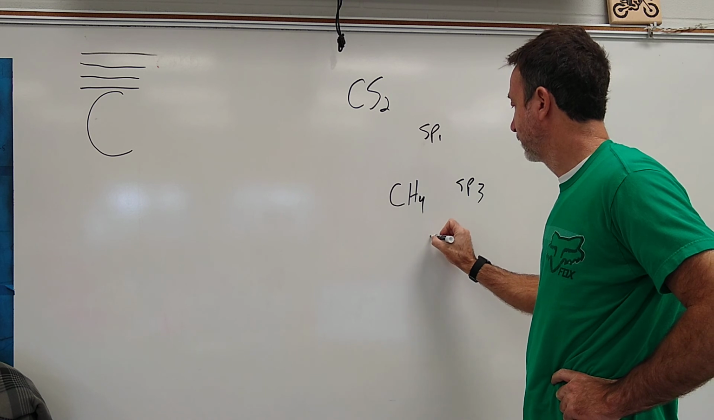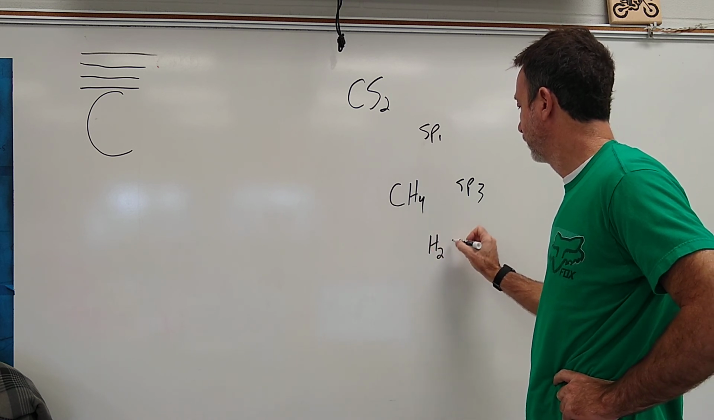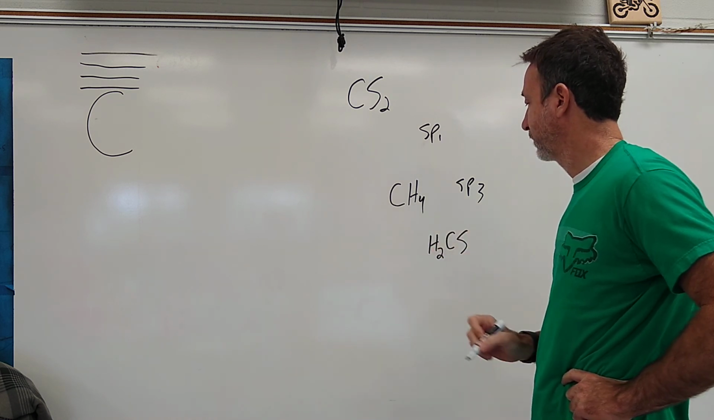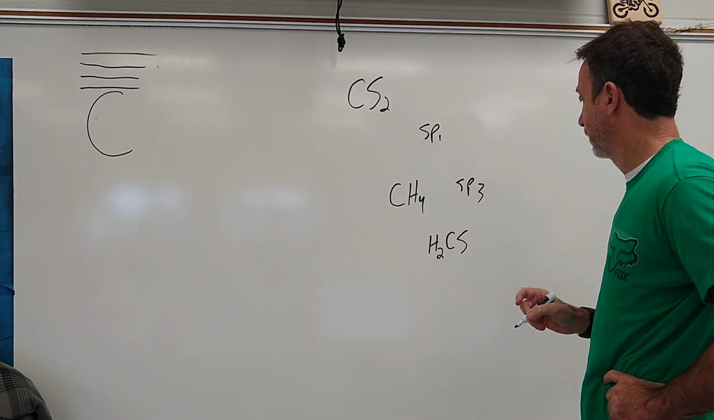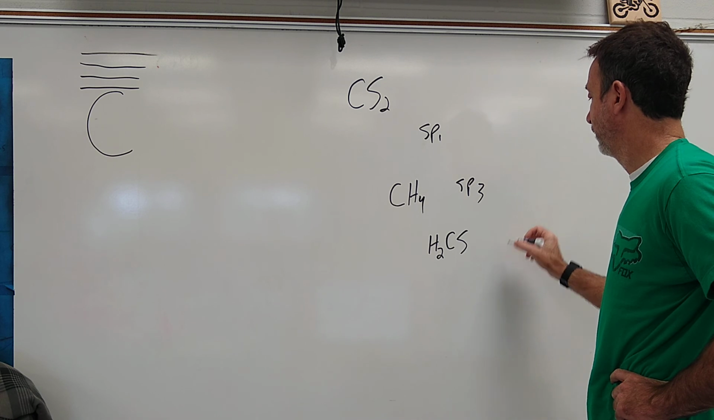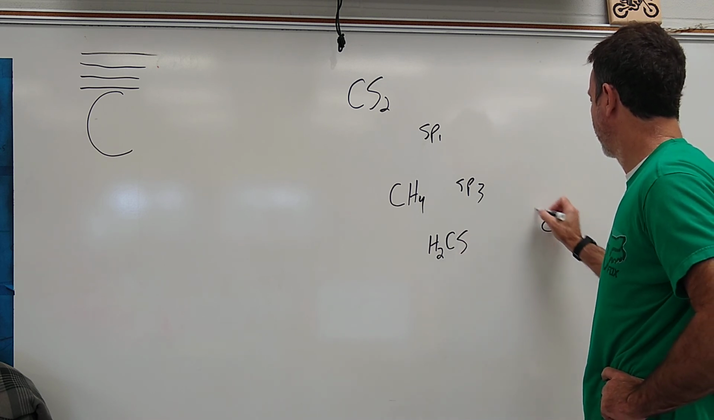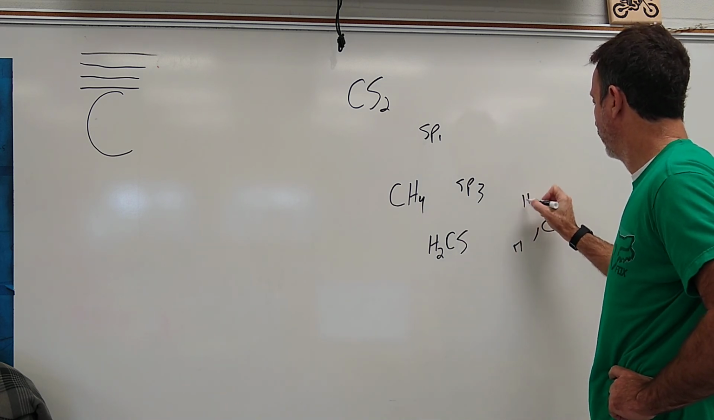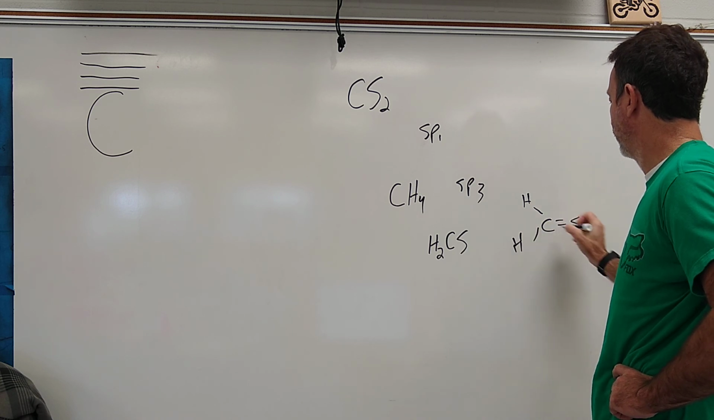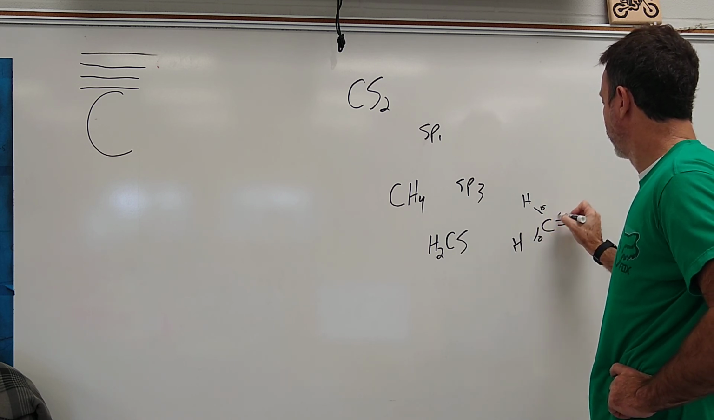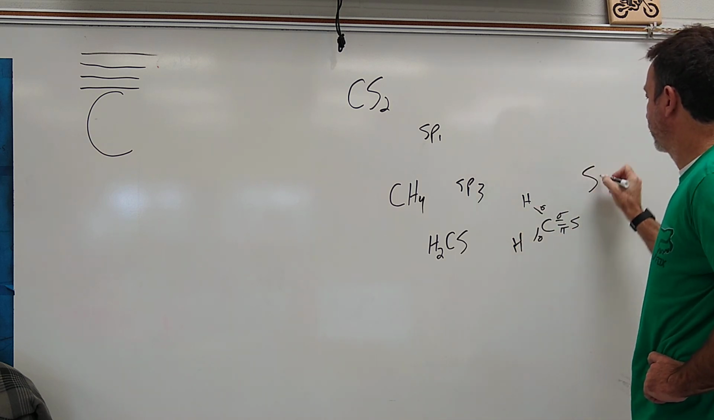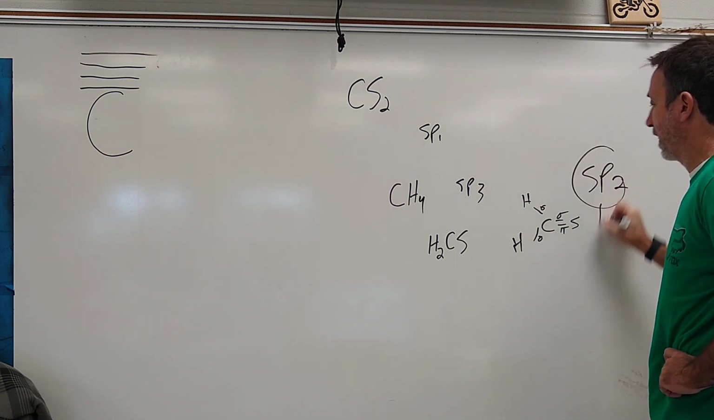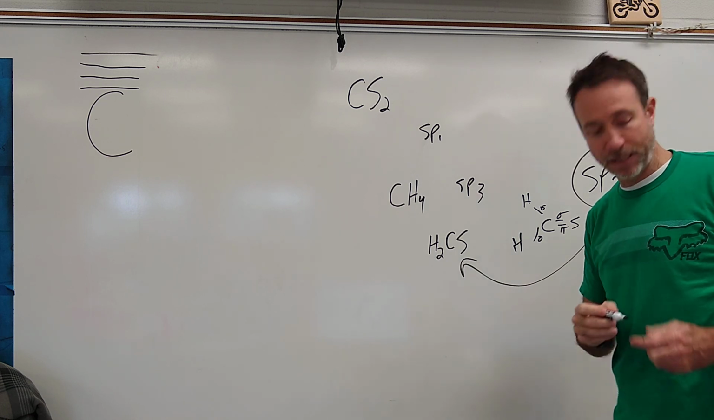And then how about H2CS? Let's draw this from our brain. Boom, boom, boom, right? So you have 1, 2, 3 sigmas and a pi. That's going to be sp2 hybridized. All right, there you go, people.